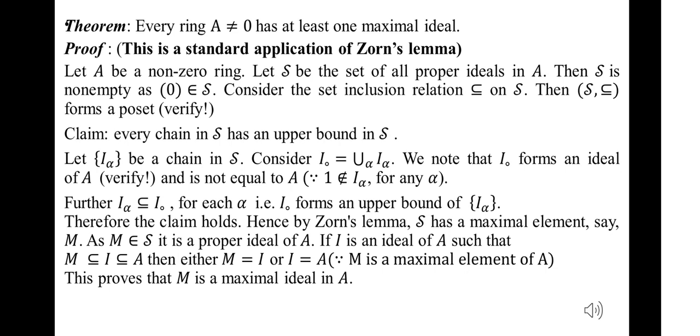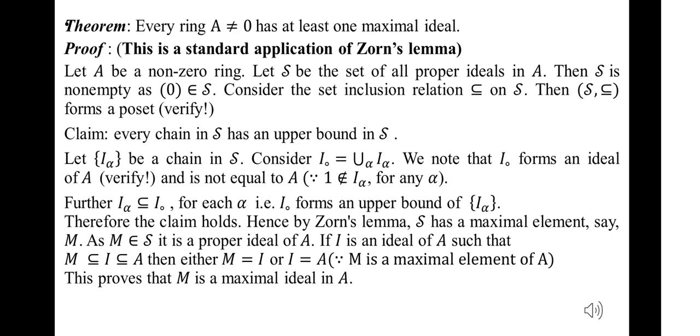So the claim here is we will prove that every chain in S has an upper bound in S. Let us take a collection of ideals, that is collection I alpha, to be a chain in S. So collection I alpha is taken to be a chain in S, and let I naught denote the union of all the ideals present in this chain, collection I alpha. We will take the union of all the ideals in this chain I alpha and will denote it by I naught. Then the set I naught forms an ideal of A.